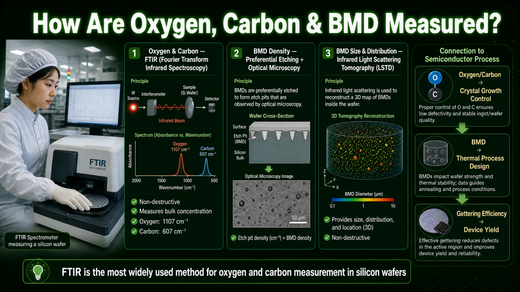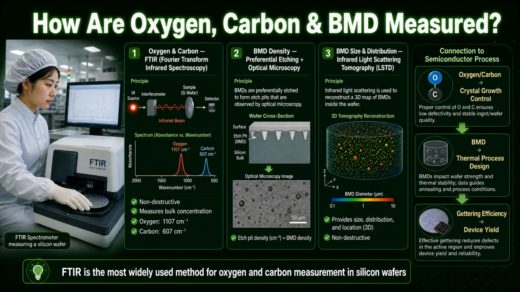How are these parameters measured? Oxygen and carbon are both measured non-destructively using FTIR spectroscopy. An infrared beam passes through the wafer, and the absorption spectrum reveals the concentration of each element. Oxygen absorbs at 1107 wave numbers, carbon at 607 wave numbers. BMD density is commonly evaluated using preferential etching, followed by optical microscopy. The etch pits reveal the location and density of bulk defects.